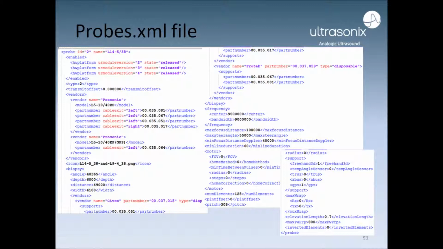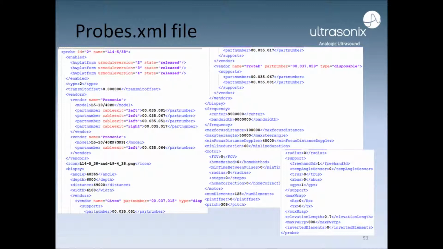As can be seen, the ID of this probe is 2 and its name is L14-5/38. From the probe naming convention, we know that this is a linear transducer with a bandwidth from 5 MHz to 14 MHz and its face is 38 mm long. It has been released for all 3 revisions of the main module. The vendor is Prosonic, but there are 2 part numbers, one with the GPS and one without it.